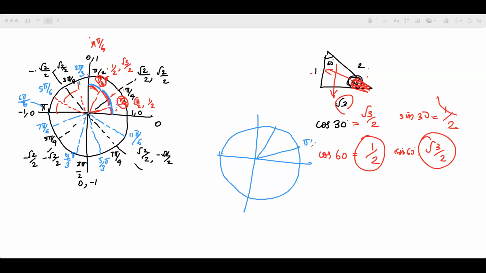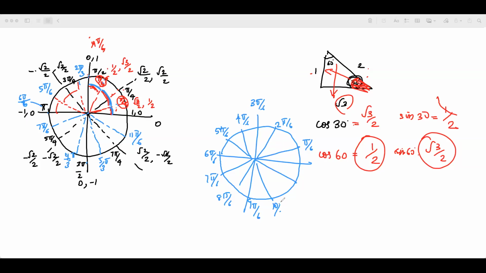Here I start with pi by 6. This is 2 pi by 6. This is 3 pi by 6. This is 4 pi by 6. This is 5 pi by 6. This is 6 pi by 6. This is 7 pi by 6. This is 8 pi by 6. This is 9 pi by 6. It is only for every 30 degrees, right?